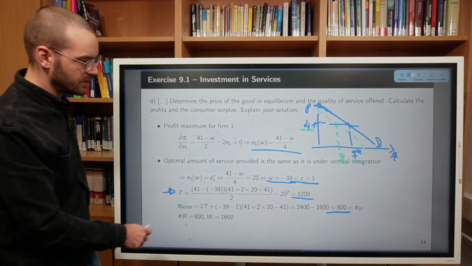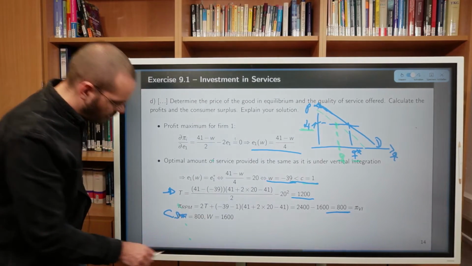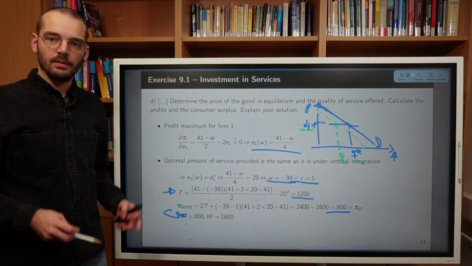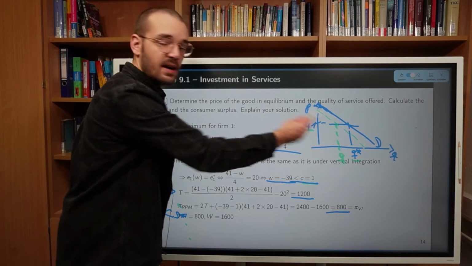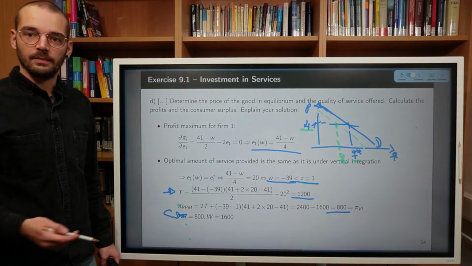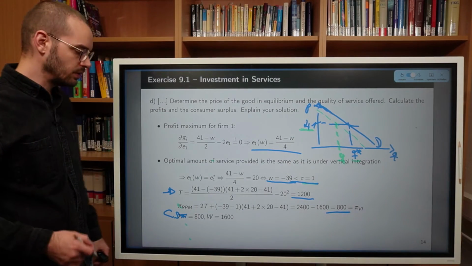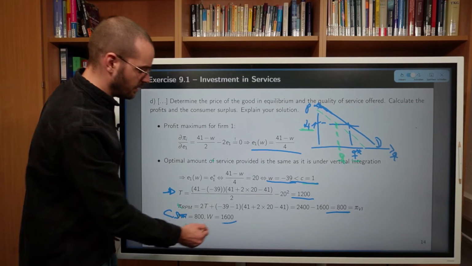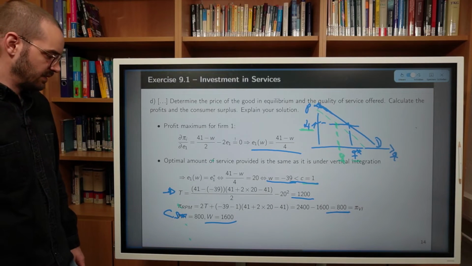At the same time, of course, we see the same consumer surplus as we saw under vertical integration. Again, we see the same market equilibrium as under vertical integration. So consumer surplus should be the same. It shouldn't be too surprising. And then, of course, the sum of both is the same as well, 1,600.